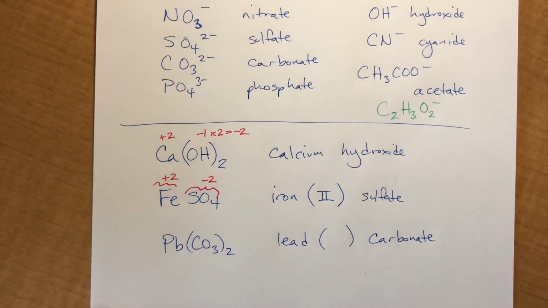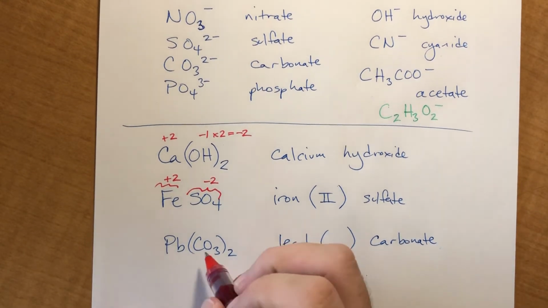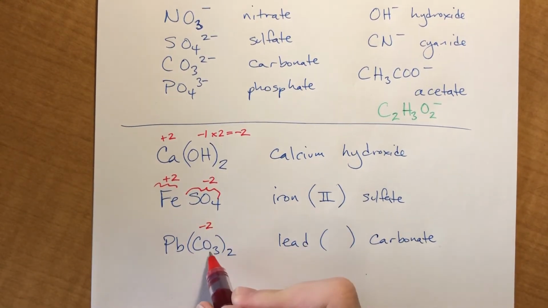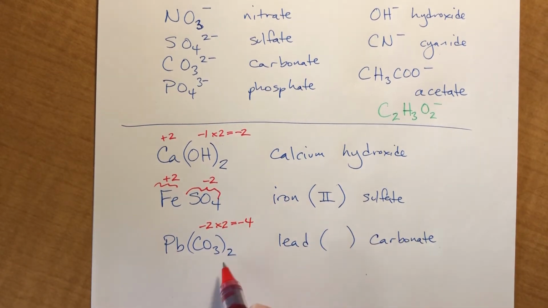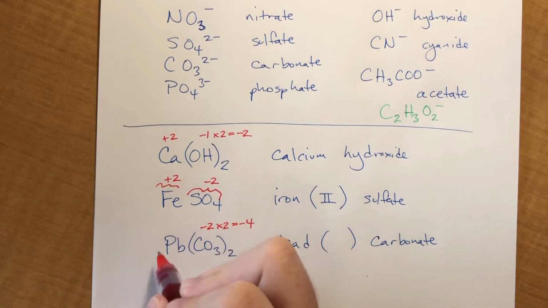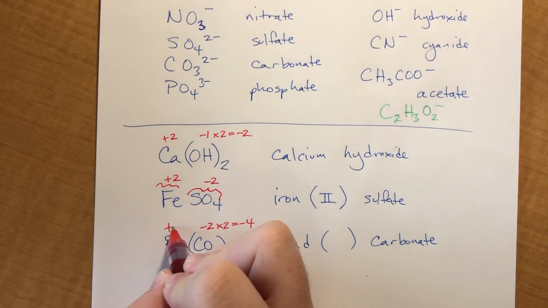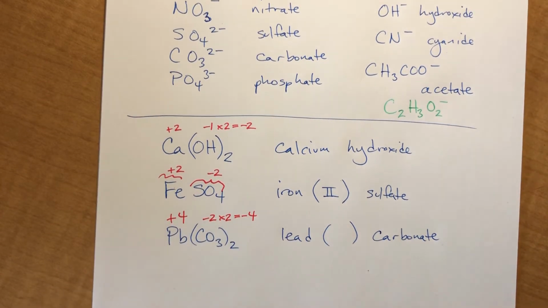In terms of figuring out the charge of the lead, carbonate has a -2 charge, and we have 2 of those, so that's -4. So lead would have to be, and there's only 1 lead to cancel it out, so lead would have to be +4 to make that balance out. So this would be lead(IV) carbonate.